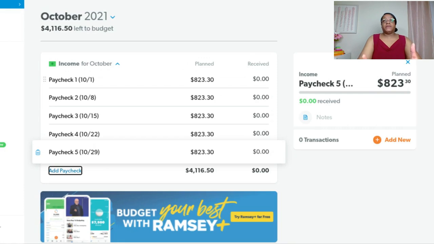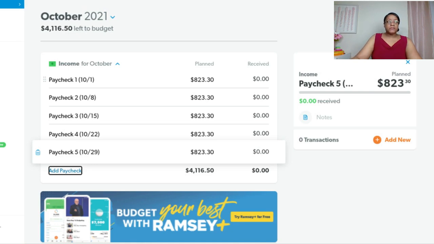So I have bills 11, 1, 2, 3, and 4. We know on the first, since I'm a renter, I got rent to pay. So I need to make sure I have a category that's set up that's going to cover my bills that are due on the first or second, third, or fourth before I get my paycheck from the fifth. So hopefully that makes sense.